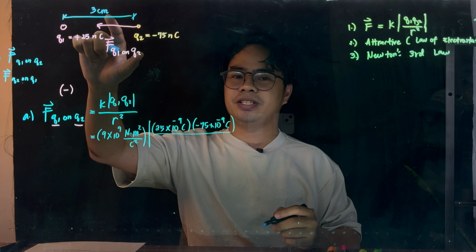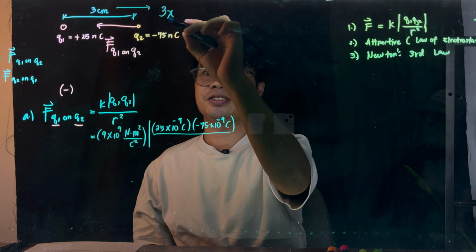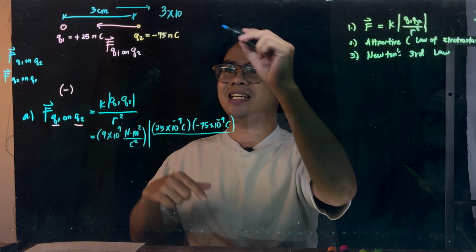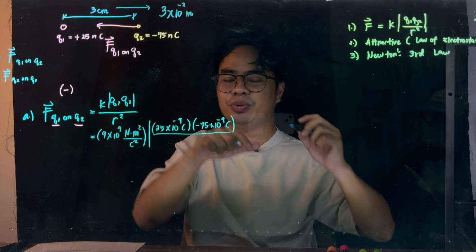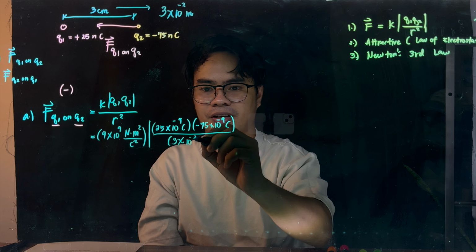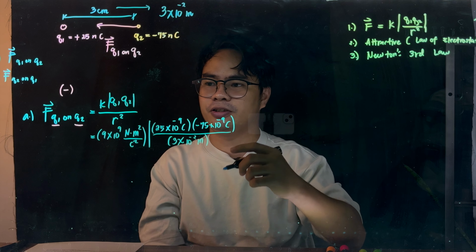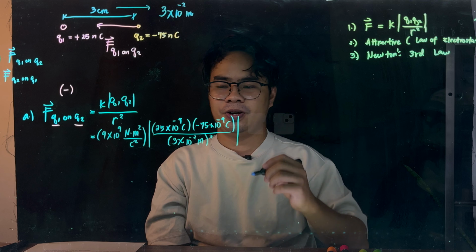Now take note this is in centimeters, and I'm hoping you can remember that you can just write that as 3 times 10, since centi is a prefix which means 10 to the negative 2. So you have 3 times 10 to the negative 2 meters. And please do not forget that that quantity is actually squared. All right.